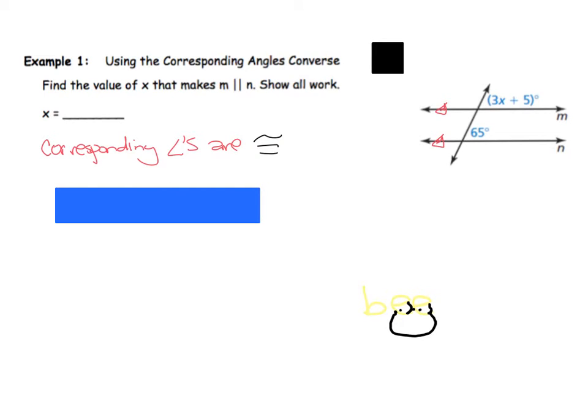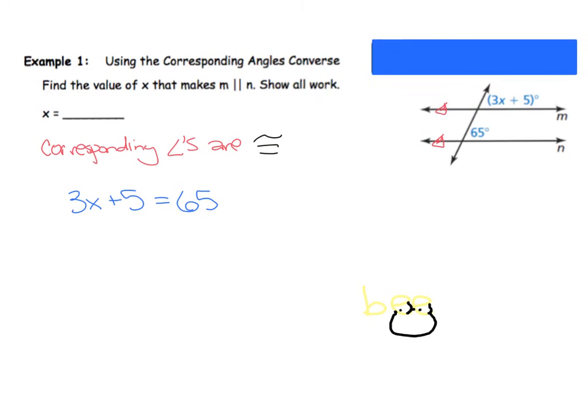All we would have to do then is make them equal to each other by writing 3x plus 5 equals 65. So now all we need to do is solve for x. So I'm going to draw my box around my 3x. Got to get rid of the plus 5, doing the opposite. So I'm going to subtract 5. Bring down my box so we get 3x. Those canceled out, equals 60.